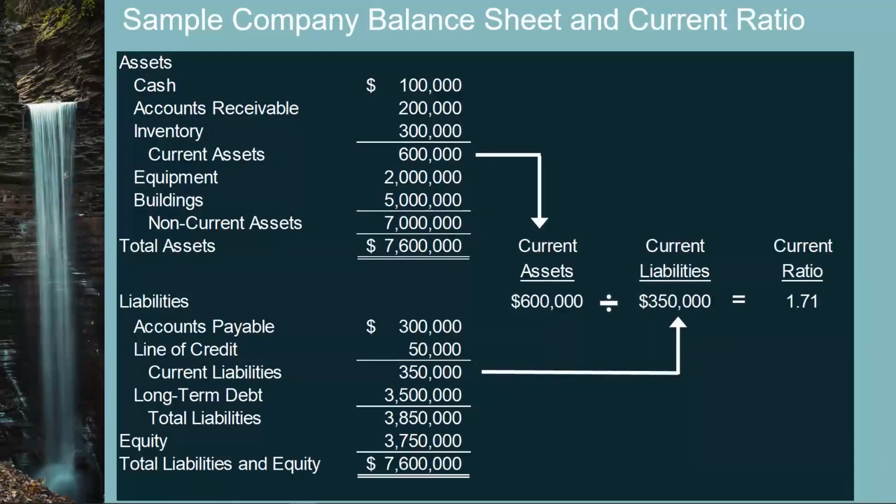Here's a sample company balance sheet to show the current ratio calculation. This is a classified balance sheet, so current assets have been subtotaled and current liabilities are also subtotaled. Current assets are $600,000, and they are divided by the current liabilities of $350,000 to arrive at a current ratio of 1.71.